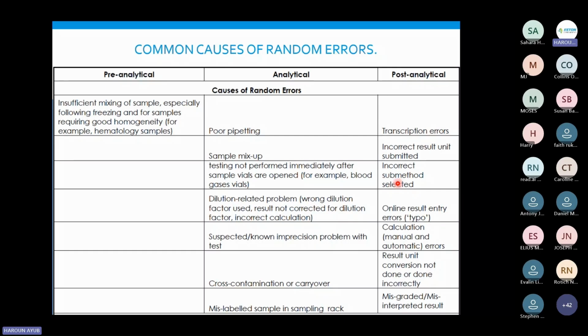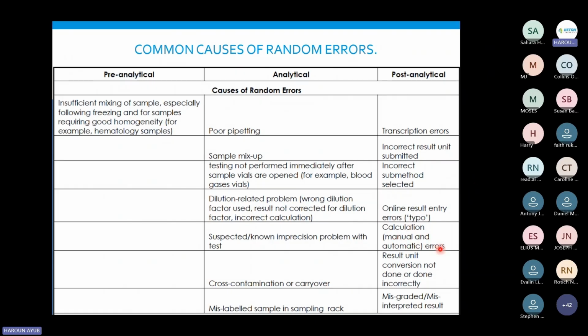Incorrect sub-method, remember this also fails. The best culprit for this is usually chemistry. Different methods give very different results. Be keen on this. Online results entry typos are the same as transcription, or transcription can also arise from when you don't have a printout for your machine. So let's say a chemistry analyzer, you don't have a printer for it, and then you transfer the results from that particular instrument to a paper, then from the paper to the system. That usually can lead to transcription errors. Online typos will be the same as what we have seen.